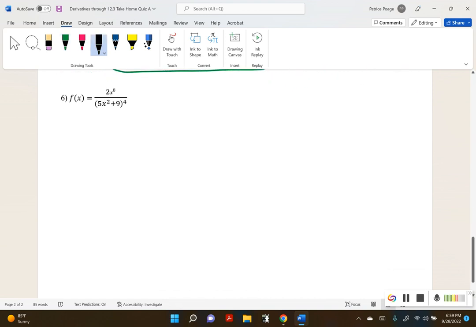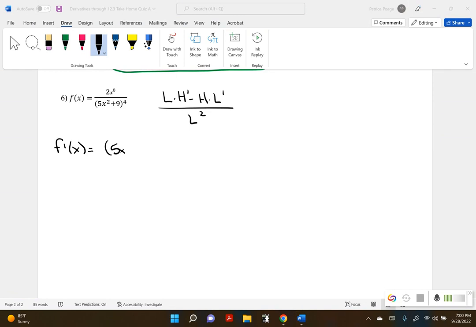All right, and then number 6 is going to be a quotient rule. So I'm going to do low d high minus high d low over the square of what's below. So taking the derivative. Low, I'm just going to copy it. All right, so we're just copying the low part times derivative of the high part. So that's 8 times 2 is 16x to the 7 minus the high part. Just copy it. D low, derivative of the low part.